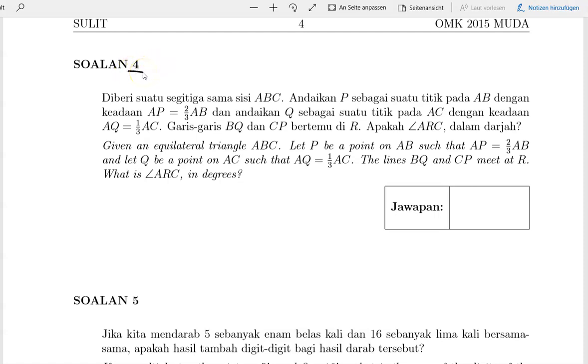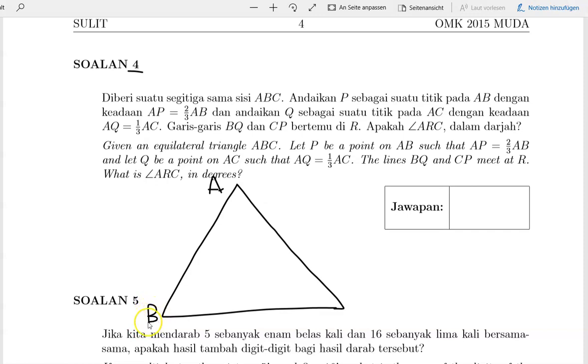Here in the question, given an equilateral triangle ABC, we draw it as big as possible. Then we label this ABC. Then let P be a point on AB such that AP equals 2/3 of AB, so it's somewhere around here. And then let Q be a point on AC such that AQ is 1/3 of AC. So it's somewhere over here. And then lines BQ and CP meet at R.